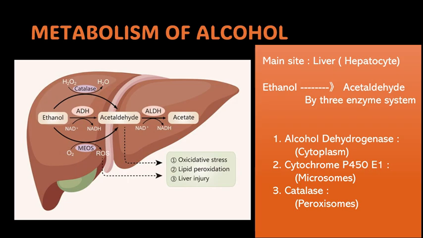The alcohol which is consumed will be absorbed from the intestine into the blood and will reach the liver. The liver is the site for metabolism of this alcohol. Within the liver, we have the liver cells, that is the hepatocytes. It is within the hepatocyte, within this liver cell, that the alcohol will be metabolized.